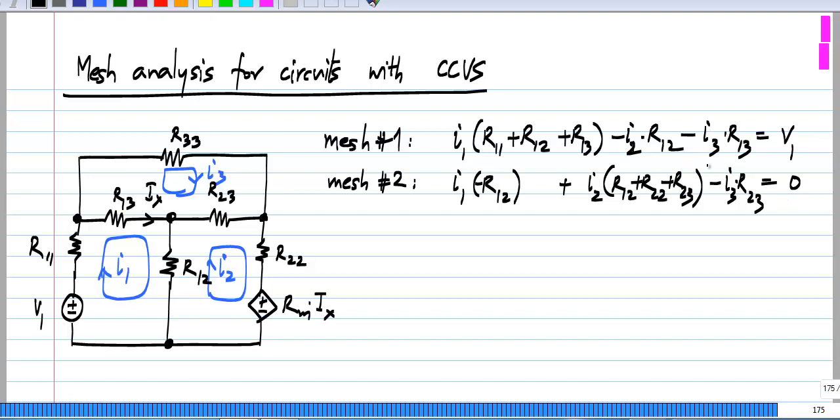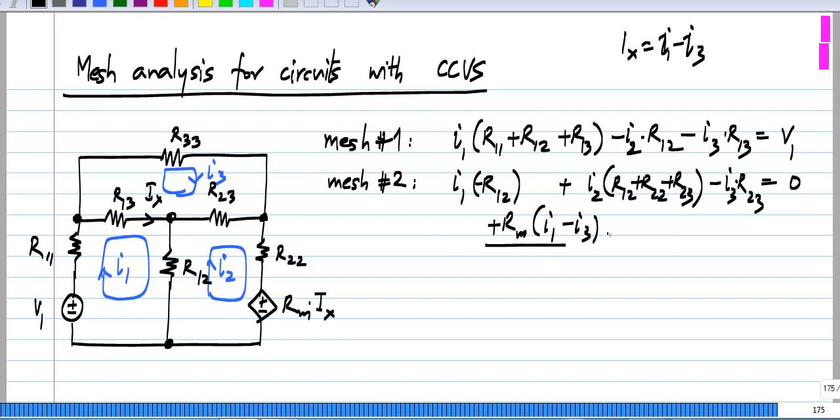So, this is what I have, but this is not complete because I have to also additionally take this voltage drop which is Rm times Ix. So, on the left hand side, I'll have plus Rm times Ix. Now, Ix, I don't want to use another variable here. I know that this Ix here in this branch equals I1 minus I3. So, instead of Ix, we have I1 minus I3. So, we will have plus Rm times (I1 minus I3).